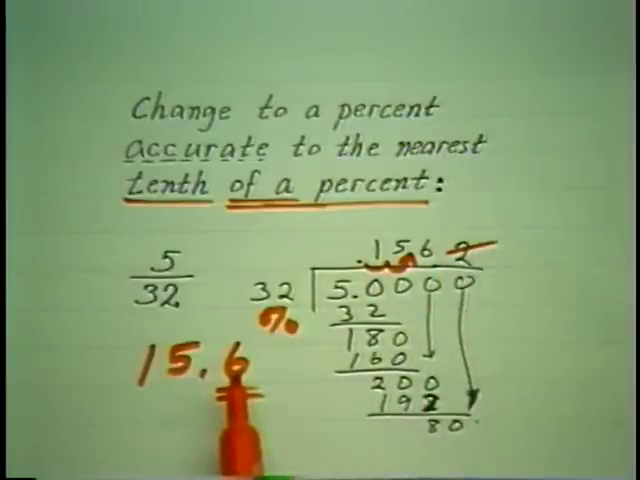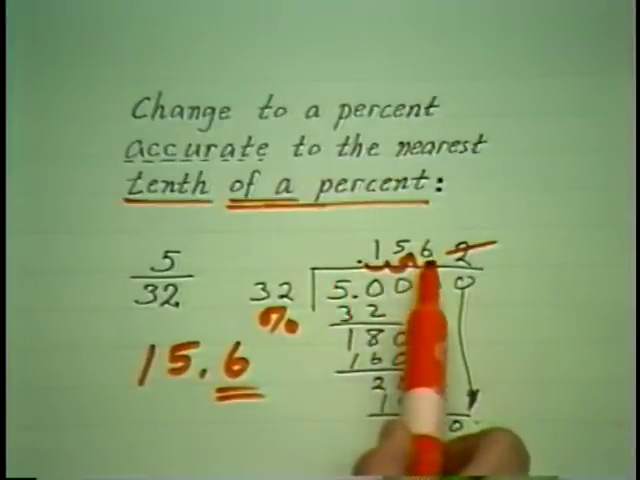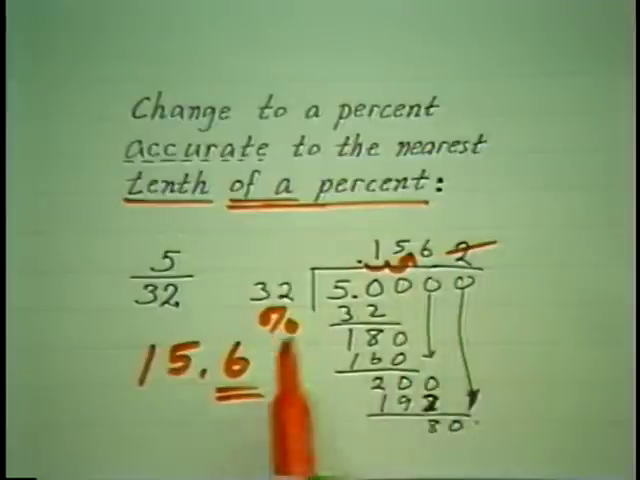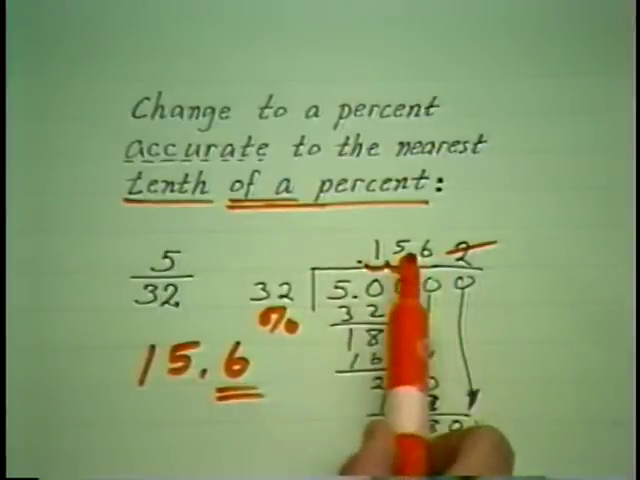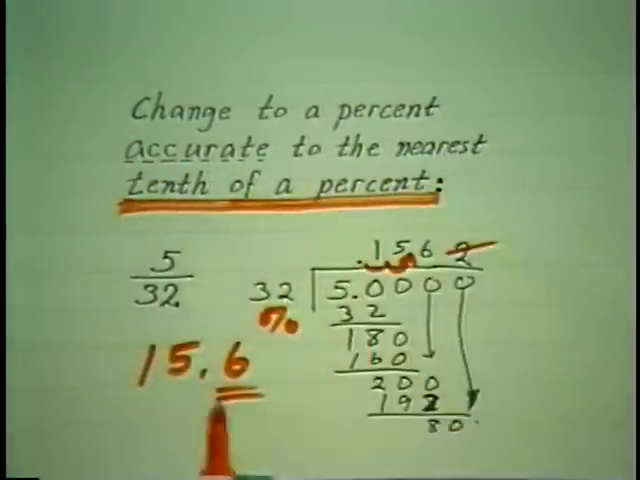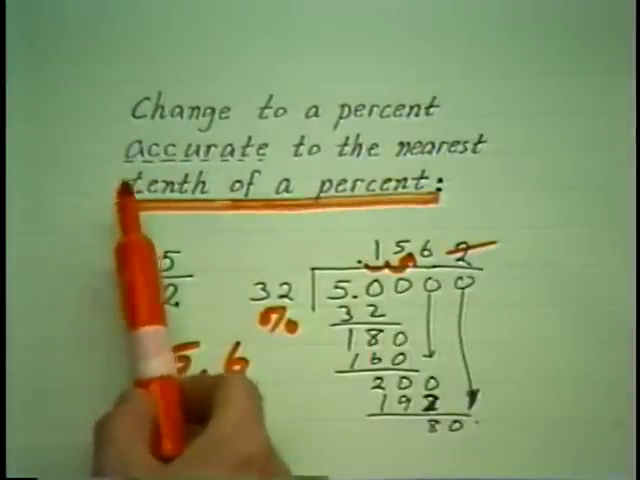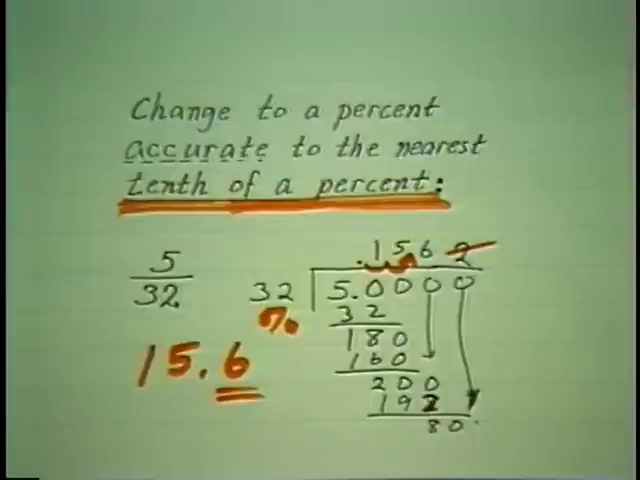But to have the percent accurate to the nearest tenth of a percent, I had to have my decimal accurate to the nearest thousandth. 3 places here to get 1 place here, because the first 2 places was to get me the percent to begin with. So again, it's a matter of following directions. We didn't want it rounded to the nearest tenth period, but to the nearest tenth of a percent.